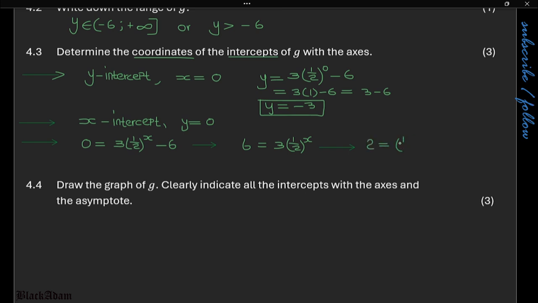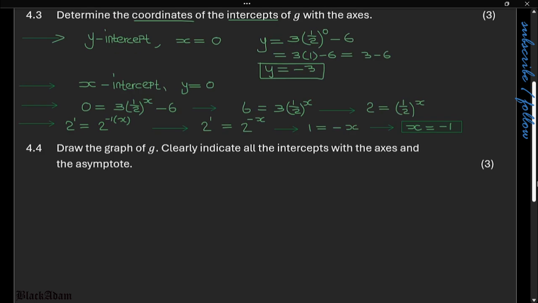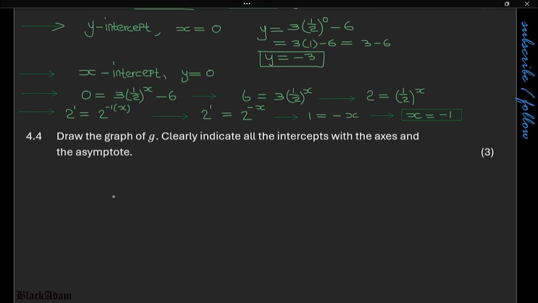So we have 2 is equal to half to the power x, and we can write half in base 2, so 2 is equal to 2 to the power -1. So that means 2 is equal to power 1, and 2 is equal to power -x on the right. The exponents are the same when the base is the same. So 1 is equal to -x, and x is equal to -1. So that's our x-intercept.